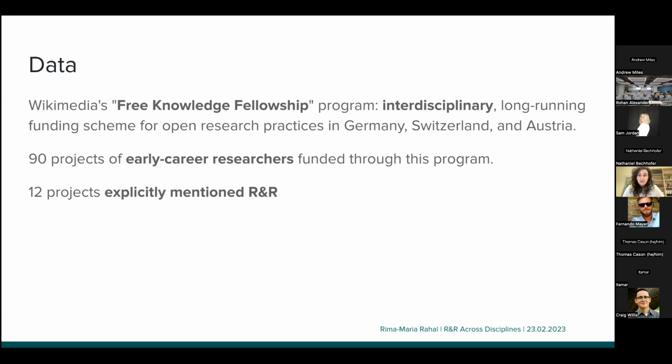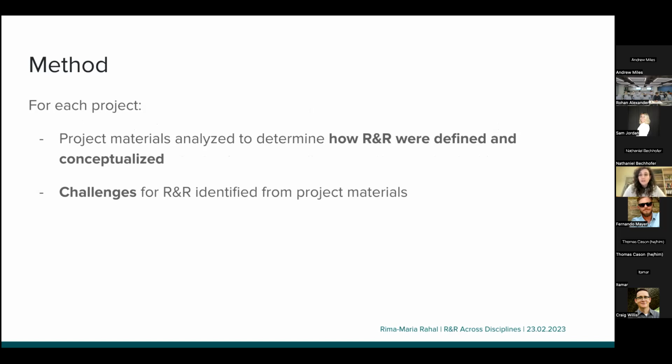And they funded over the years 90 projects, like I said, from mostly early career researchers that deal with open scholarship to some degree. And 12 out of these projects explicitly mentioned R&R, and that's what we used as kind of the basis to look at, what are people talking about and thinking about when they address the topics of reproducibility and replicability.